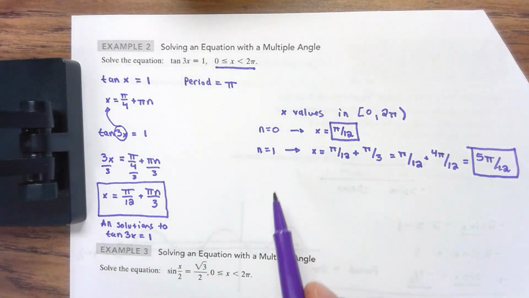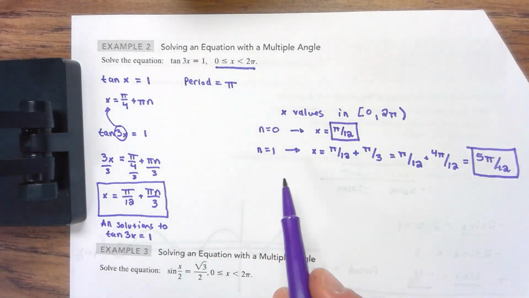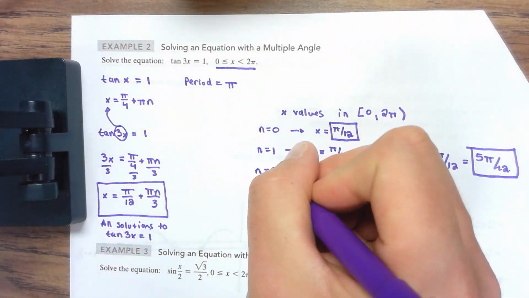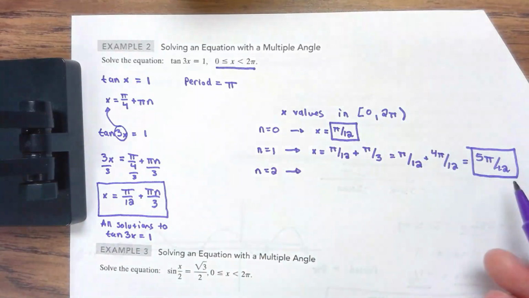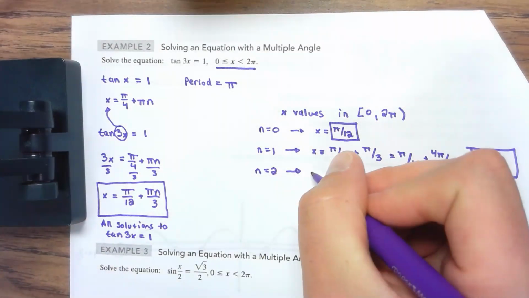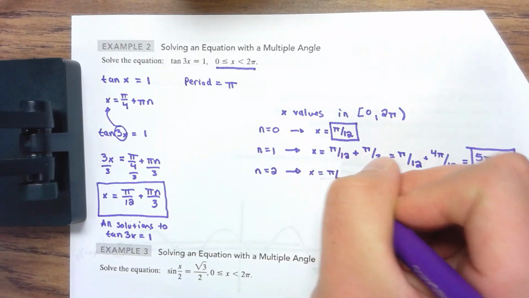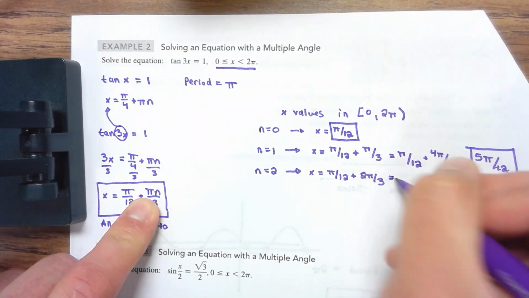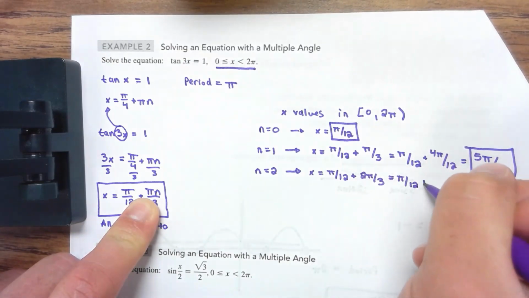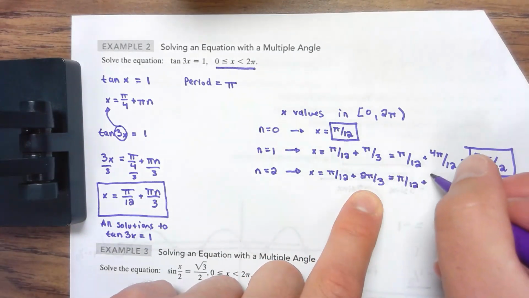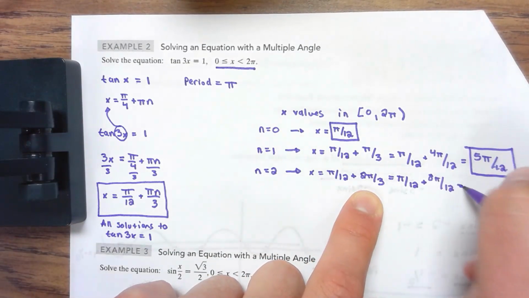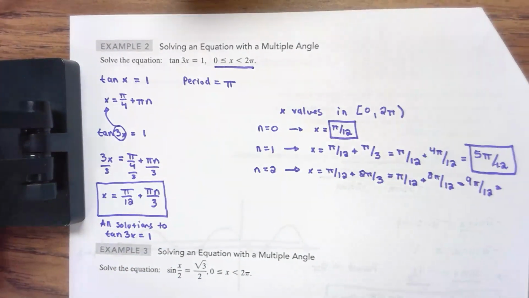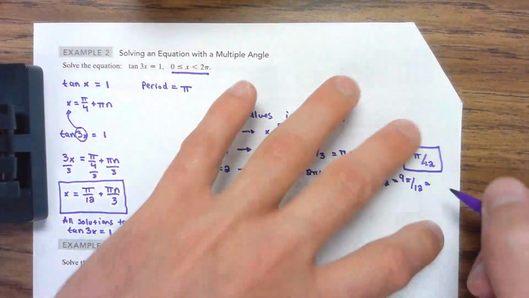And we need to continue to plug in values of n until we get all the angles between 0 and 2 pi, which are actually quite a few more since we're only at 5 pi over 12. So let's do n equals 2. So x equals pi over 12 plus, now this would be 2 pi over 3. So that's pi over 12, get a common denominator. That makes this 8 pi over 12. So this is 9 pi over 12, which reduces down to 3 pi over 4.